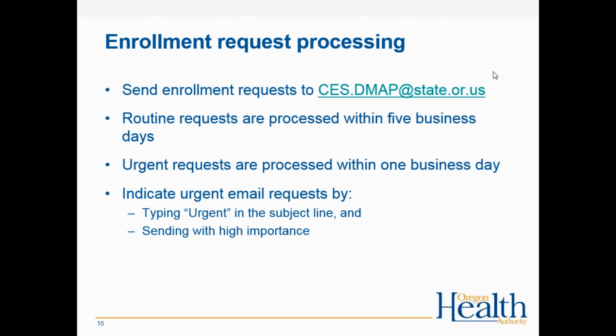For most of our enrollment processing, requests are handled through CES, or our Client Enrollment Services team. Their email address is listed there in the first bullet. Routine requests are generally processed within 5 business days. Urgent requests are processed within 1 business day. It's important to flag your request with either urgent in the subject line or using the red exclamation point, high importance, so CES can work their urgent requests quickly.